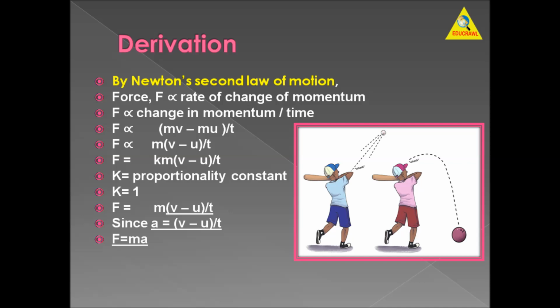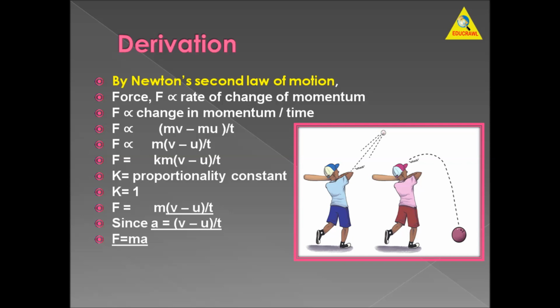So, in order to remove the proportionality sign, we introduce a constant k here in the equation. F is directly proportional to m(v minus u) divided by t. Before we introduce the proportionality constant, we take the m outside. Hence the equation becomes F is proportional to m into (v minus u) divided by t. Now the proportionality constant we are introducing is k. Hence we are removing the proportionality sign and introducing the proportionality constant k.